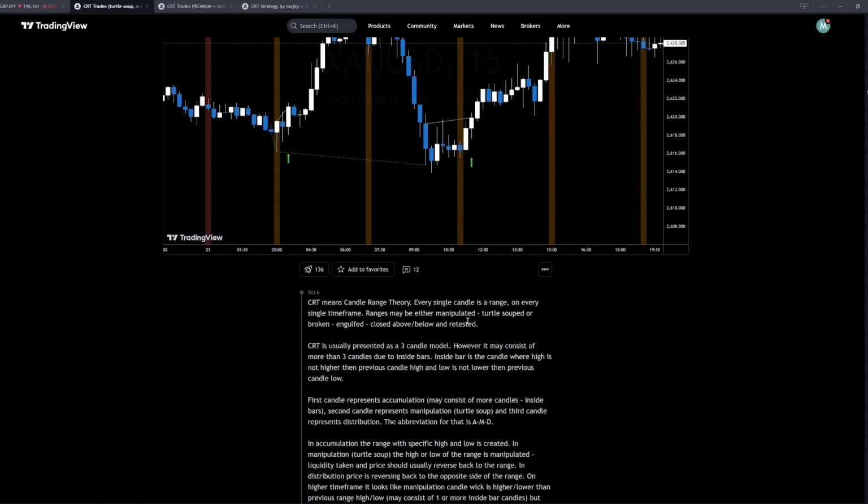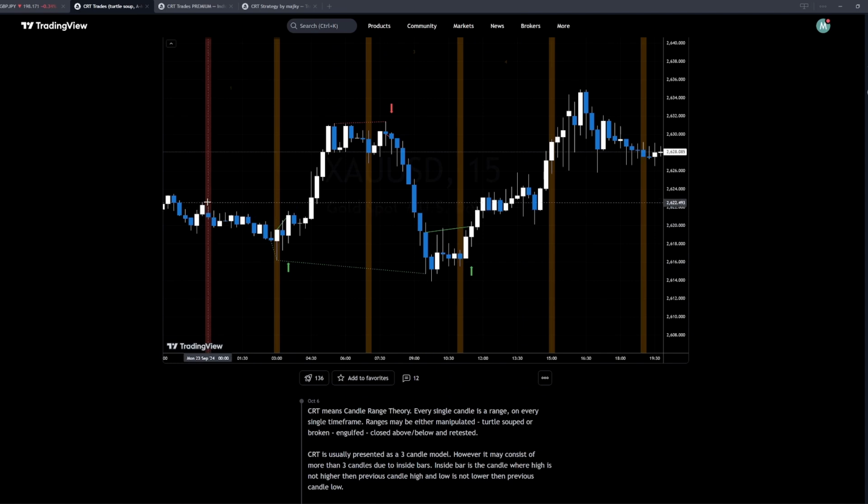Ranges may be either manipulated, turtle soup. As you can see here, we got the range from here to here. This is the low of the range, this is the high of the range, and here we can see that the low was manipulated. It means this candle didn't close below, it just wicked this low and went up, so it was manipulated, or it is called turtle soup.